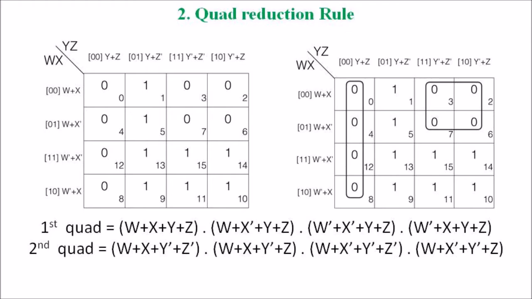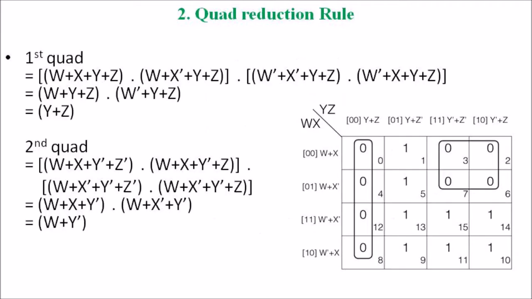The first chord is equivalent to (W + X + Y + Z) · (W + X' + Y + Z) · (W' + X' + Y + Z) · (W' + X + Y + Z), and the second chord will be (W + X + Y' + Z') · (W + X + Y' + Z) · (W + X' + Y' + Z') · (W + X' + Y' + Z).